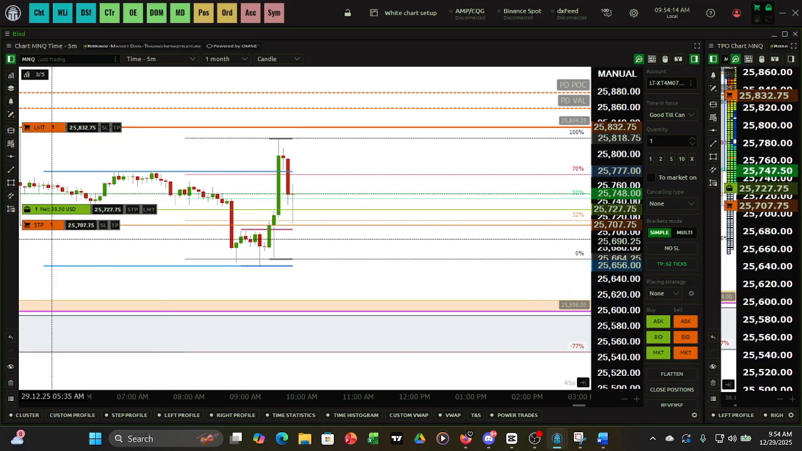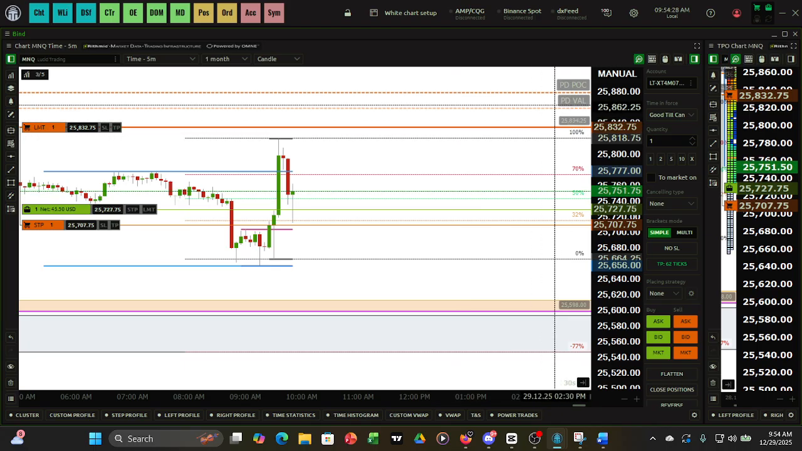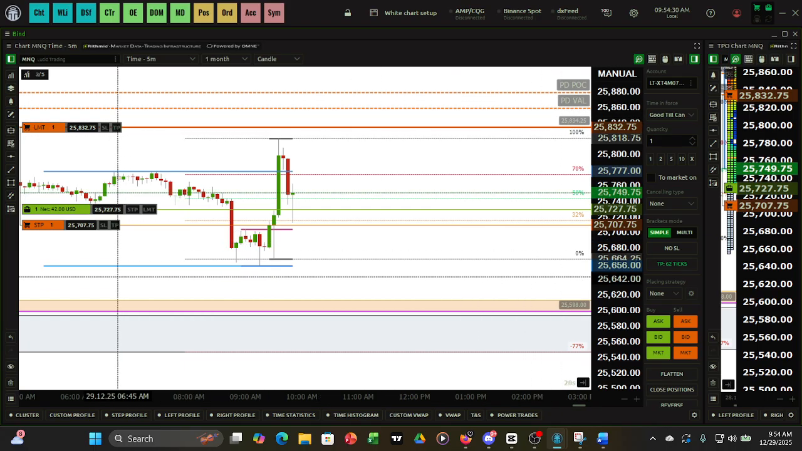All right, so my initial risk was 40. So when we get above 40, I'm going to take my initial risk off the table. Make this pretty much a free trade. I'm targeting the prior day's low, even though I know the gap is right above it, just because it's an extreme level.